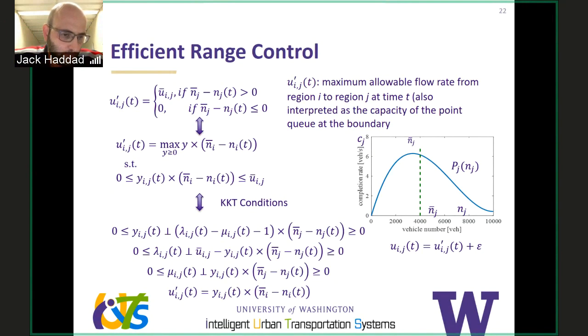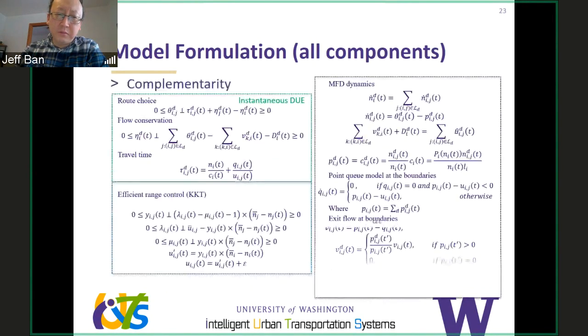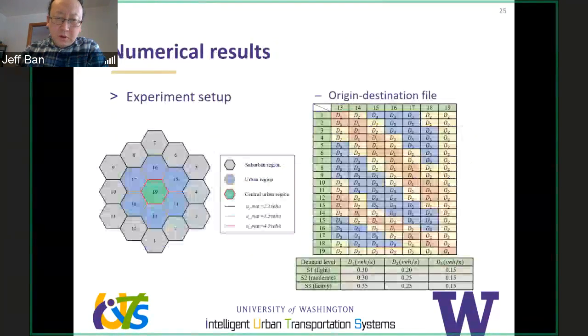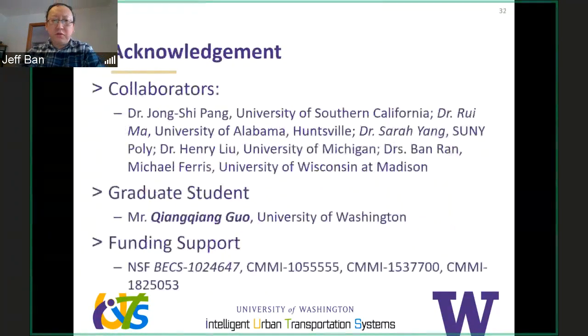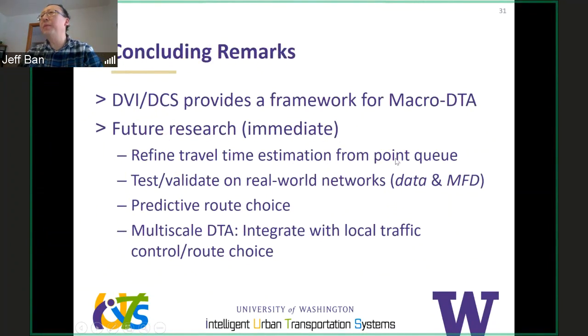Yeah, I agree. I wouldn't disagree on that, because you can see that part of my future research is to refine the travel time estimation from a point queue, maybe using more realistic queue models. But I would caution on that. Doing that is not very trivial, because once you have a physical queue, all of a sudden you need to worry about the space, the queue lanes, and those will add non-trivial complexity and difficulty to the model, which we have experienced before.